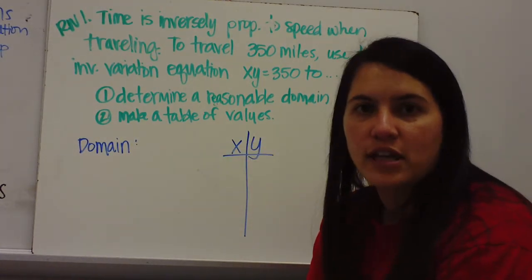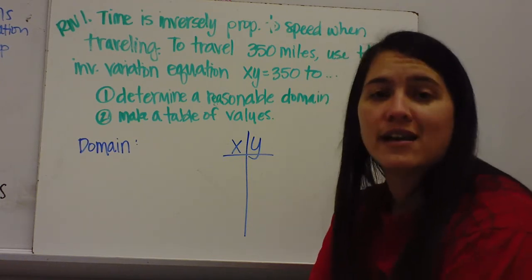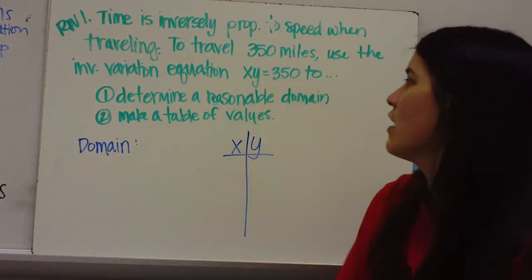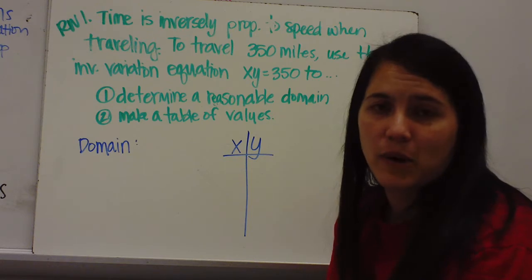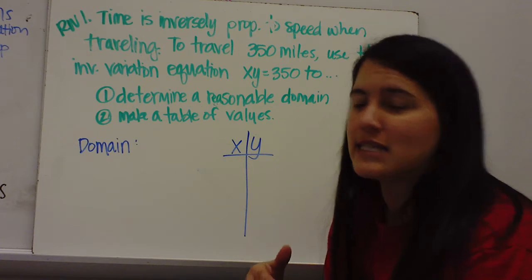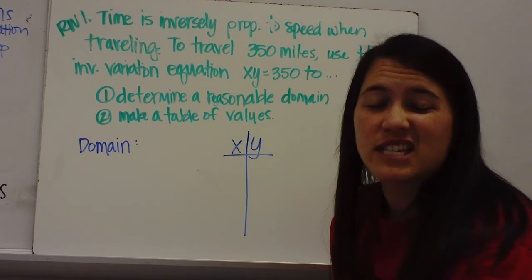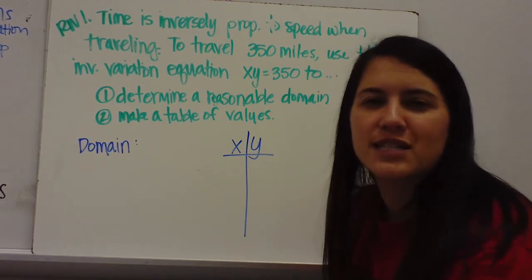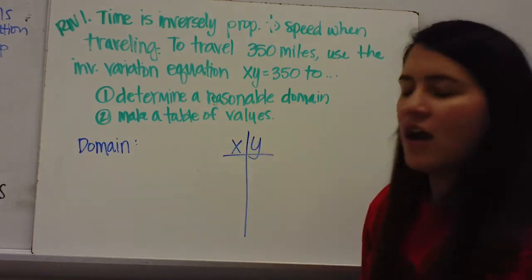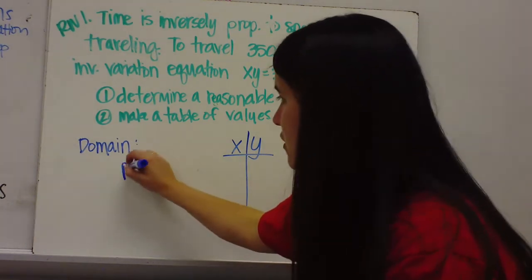We know that according to the inverse variation function, the domain is all reals with the exception of our asymptote. Since we're not shifting, it would just be where x is 0. But for a reasonable domain for speed and time, to go a distance of 350 miles, we have to use a very specific domain. So let's be realistic. That's why it's asking for a reasonable domain. We know the domain could be anything positive.